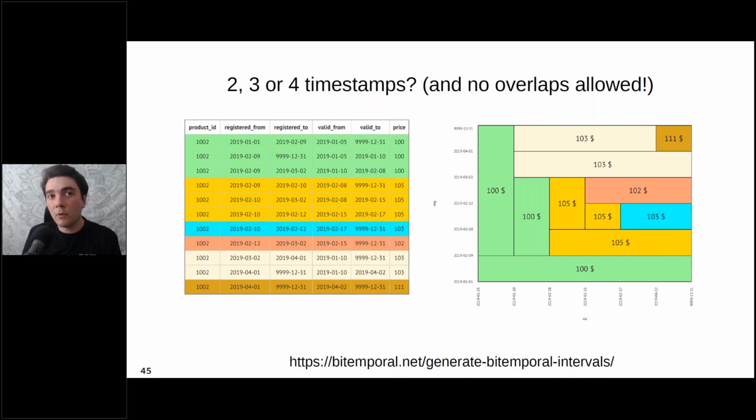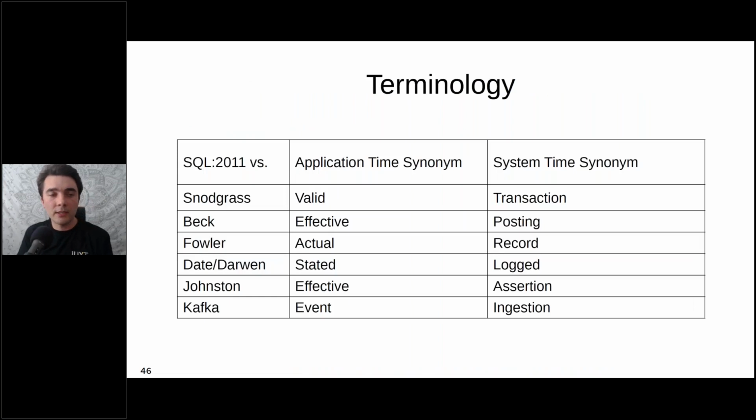And whether you actually store 2, 3, or 4 timestamps in the table is basically a trade-off of performance. If you store 4 timestamps, then you get faster read performance at the cost of some extra complexity during writes. So just be aware that that's a model. Also, the terminology here is wildly varied.